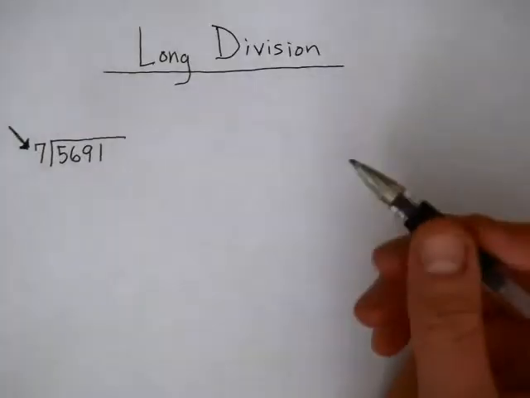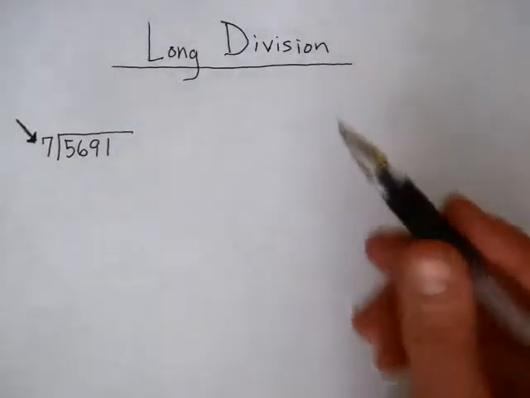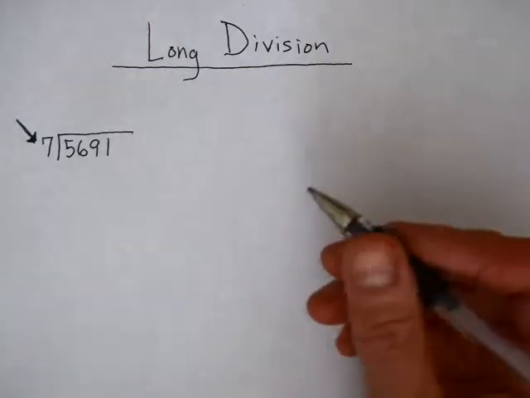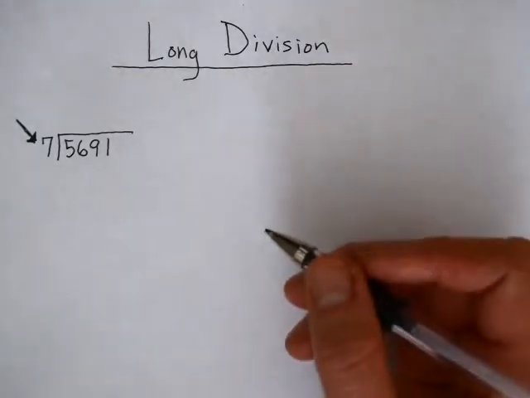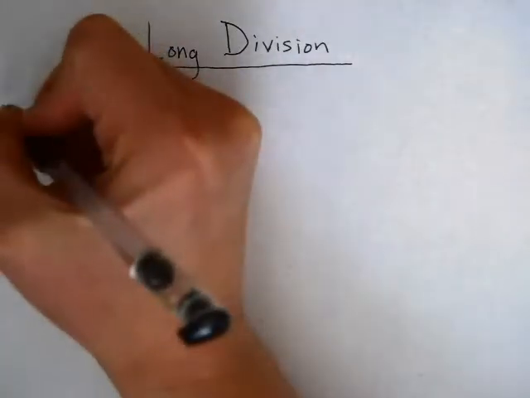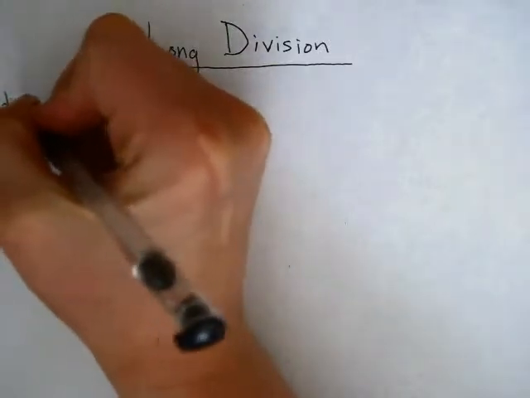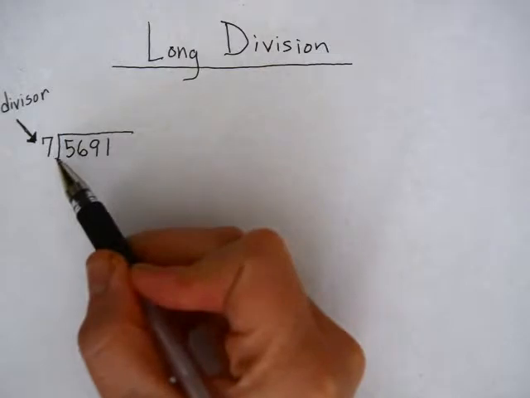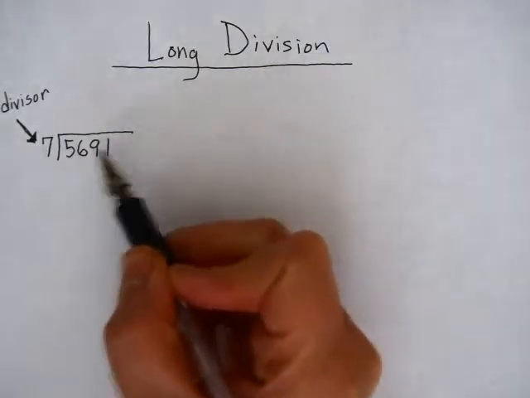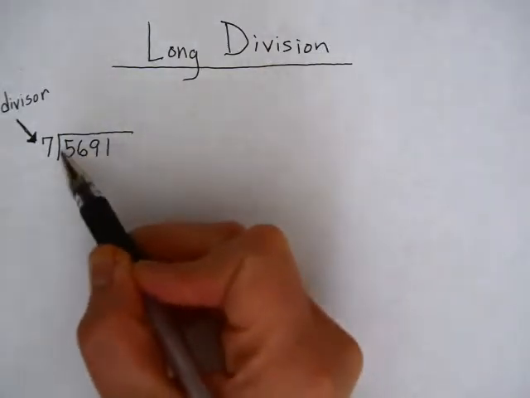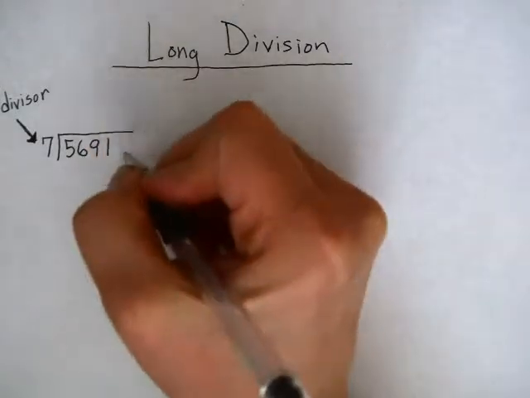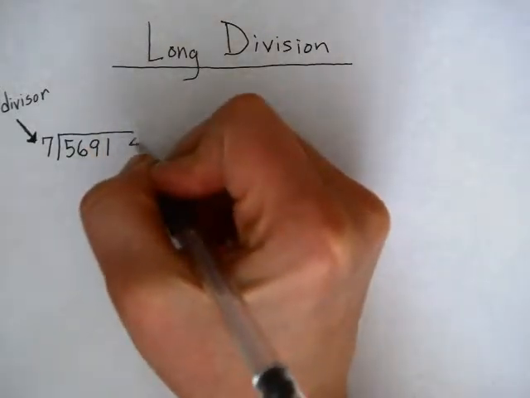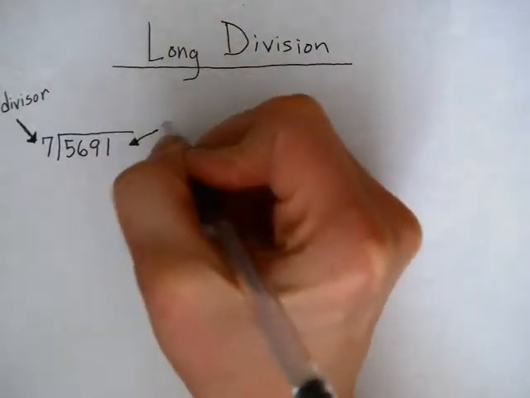So today we're going to be talking about long division. In long division, we have two numbers. We have the divisor, which is over here on the left, and this divisor is what we're going to be using each time we do something with this number over here on the right, which is what we call the dividend.